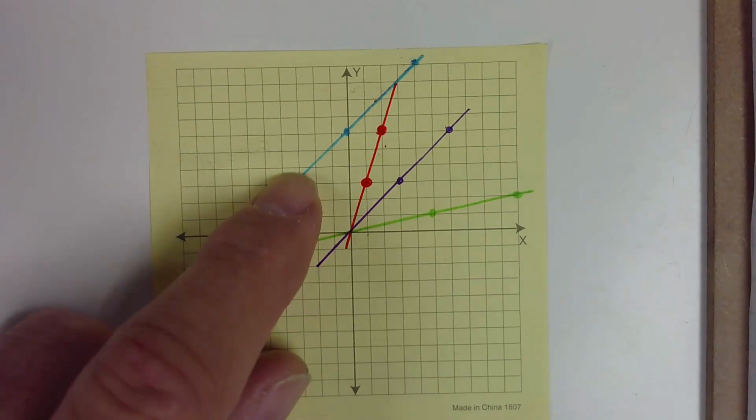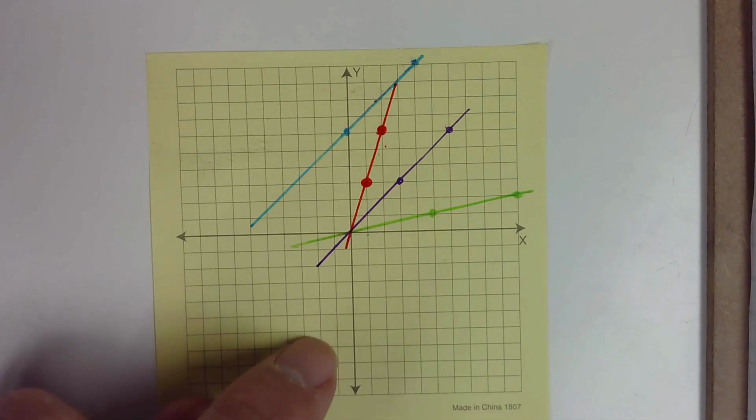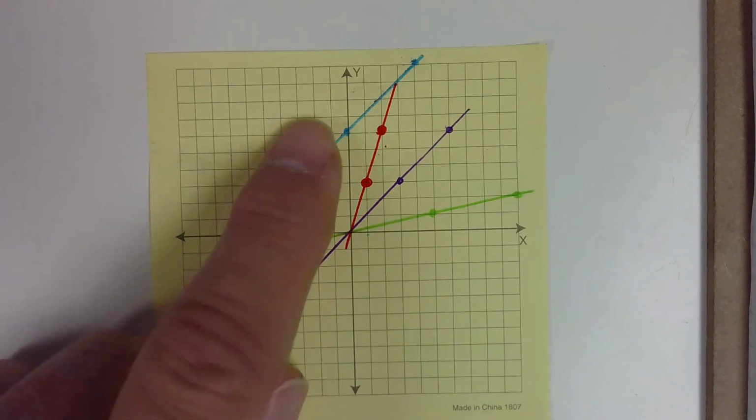Mr. Scroggins, out of these four lines here, which one would not be considered proportional? What are you, the blue one? The blue one. Because it doesn't go through the origin. It doesn't go through the origin, but they're all straight.